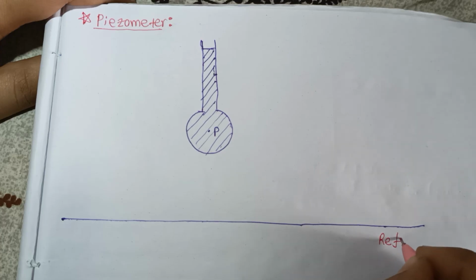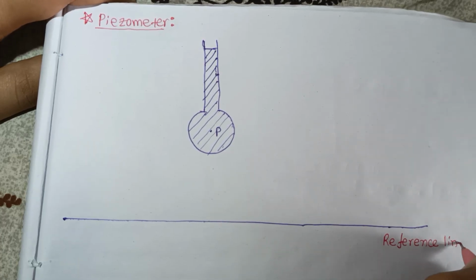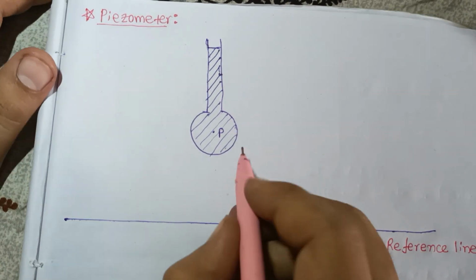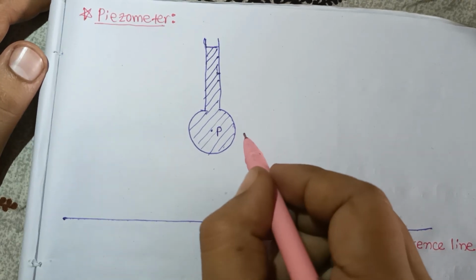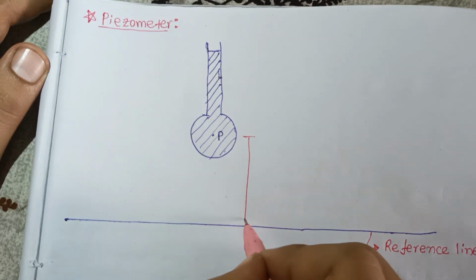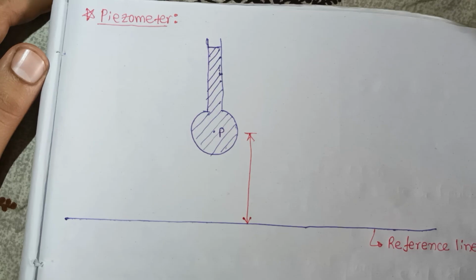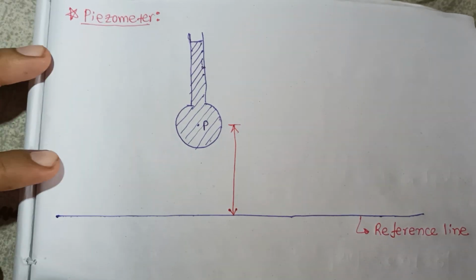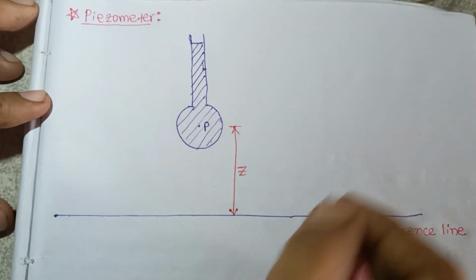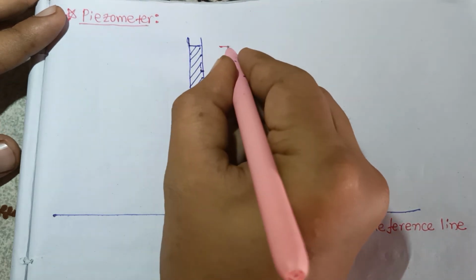This is the reference line. From this point to this point, the height is z. So this is z, the height from the reference line to this point.